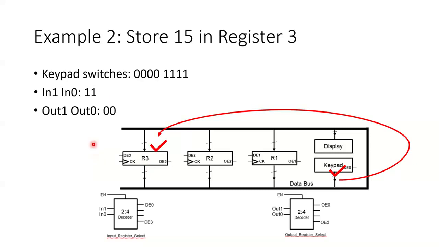Okay, now if you want to store 5 in register 3, all you have to do is change the data input in keypad, and with the same input combination of in 1 in 0 and out 1 out 0, we'll be able to store the data in register 3. So it doesn't matter what data you're trying to store. The idea is that in 1 in 0 and out 1 out 0 are being used to just decide where my data is coming out from and where my data is going in, right?